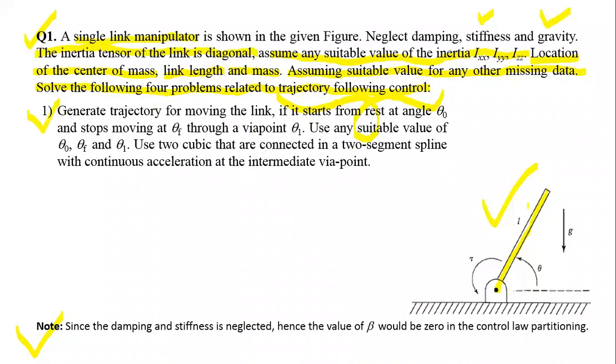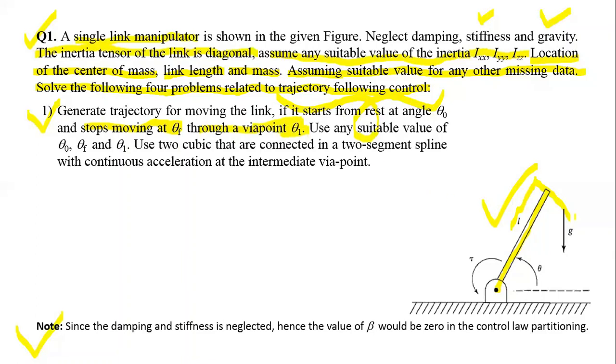We have to prescribe or generate a trajectory. This trajectory may be of any shape and can be chosen by the independent persons who are solving this problem. Here it is assumed that the trajectory starts from rest. The initial angle is theta naught, and at this angle the link starts moving from rest, and it stops moving at theta f. Theta f is the final angle, and the link moves through a via point theta 1.